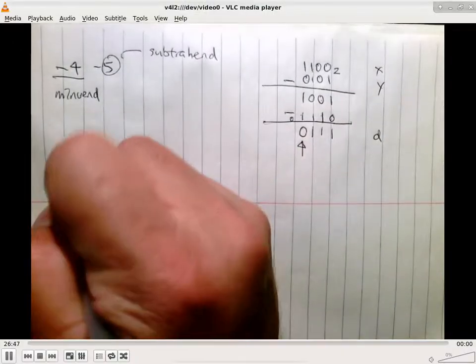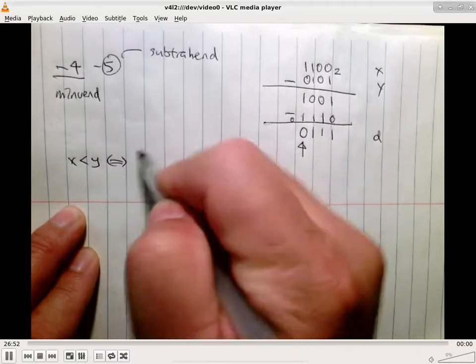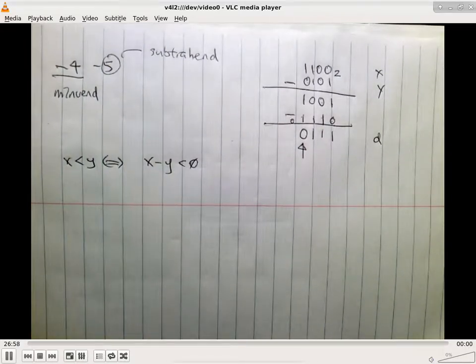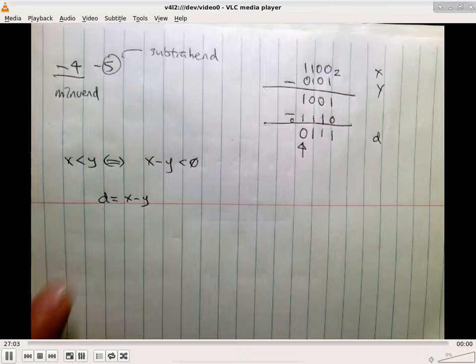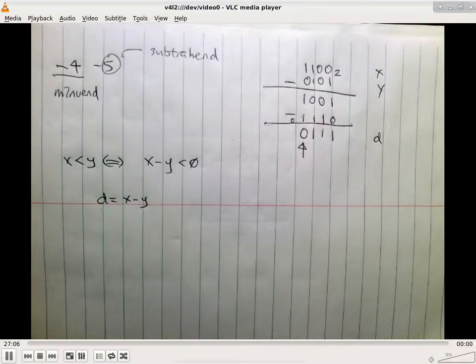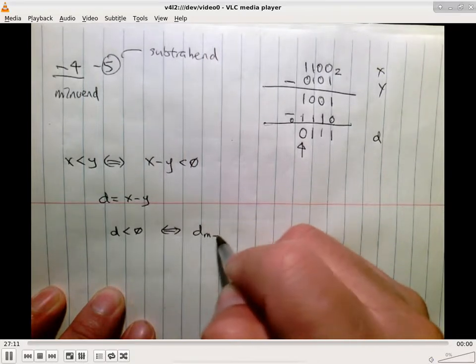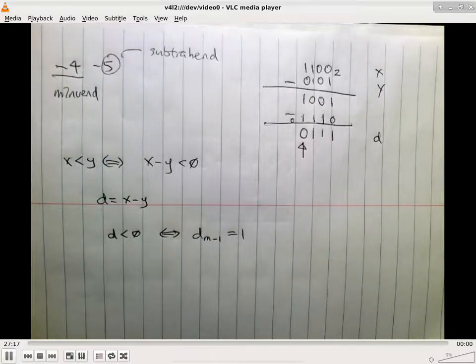So the first one is x is less than y if and only if, I'm jumping all the way to the conclusion here. Is that okay? All right. So if d equals x minus y, that's just how I define d. D is less than zero if and only if d subscript n minus 1 equals 1. Are we okay with that? Because d subscript n minus 1 is the sign bit, and if the sign bit is a 1, the value represented by the bit pattern is negative.